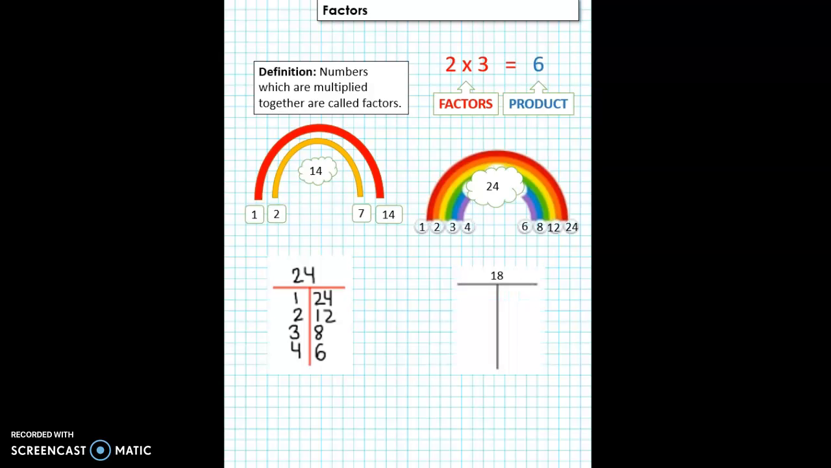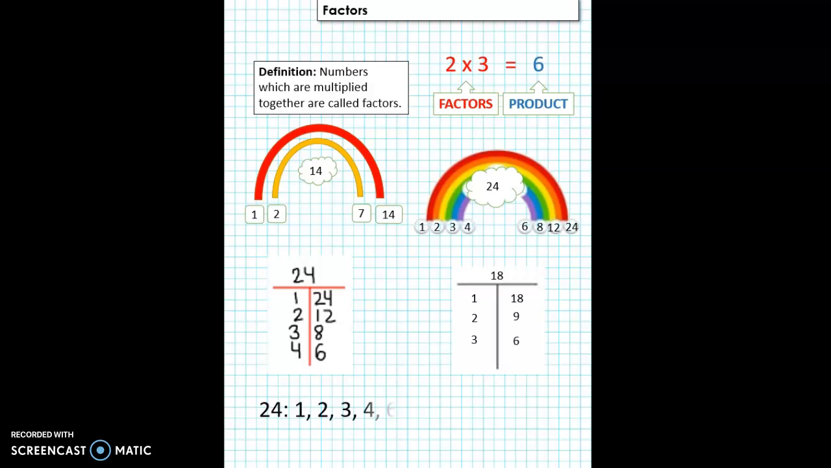Let's try 18. Again, we always know 1 is a factor, so 1 times 18. Since 18 is even, 2 is a factor. 2 times 9 gives us 18. 3 is also a factor of 18. 3 times 6 gives us 18. The factors for 18 are 1, 2, 3, 6, 9, and 18. The T-chart is just another way to organize your factors.